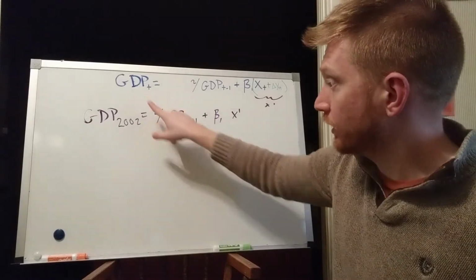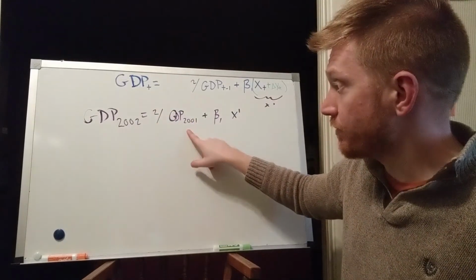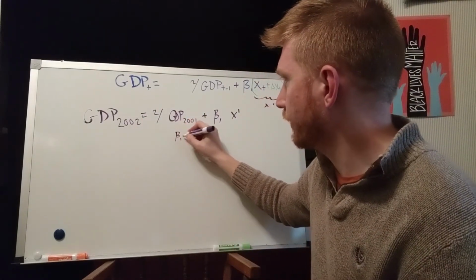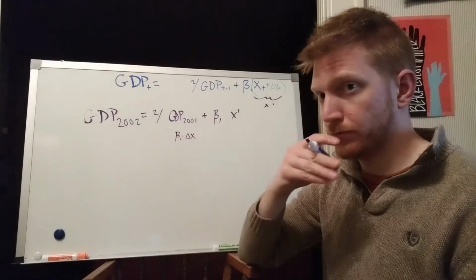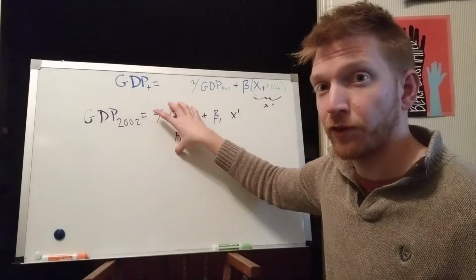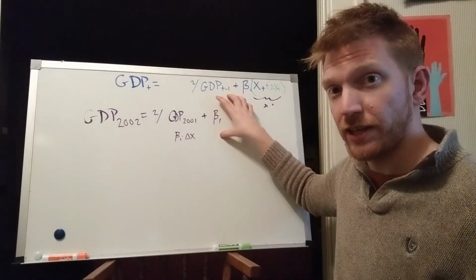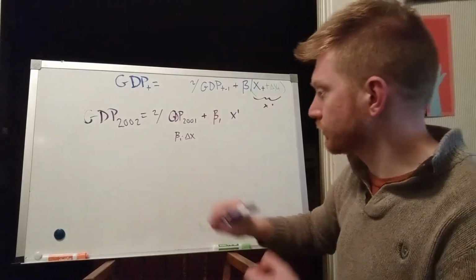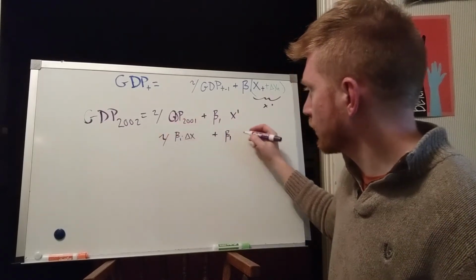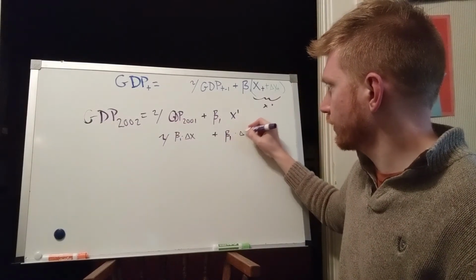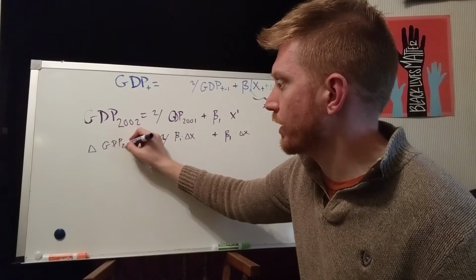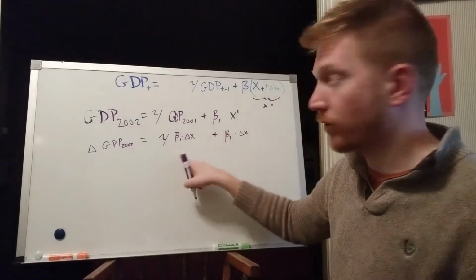However, the GDP in 2000 also had that. It had a beta 1 times our change in x. So there are two sources of impact here. There's the impact from persistence, and there's the impact from x being different. So the total difference, the change in our 2002 GDP, is going to be the sum of these two.